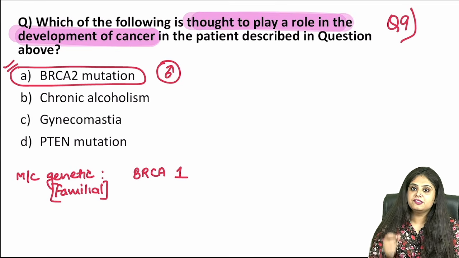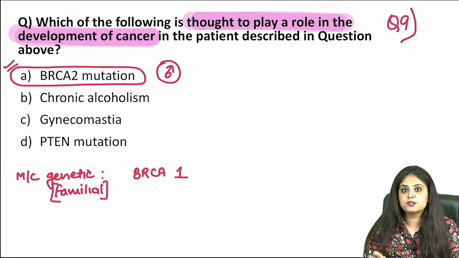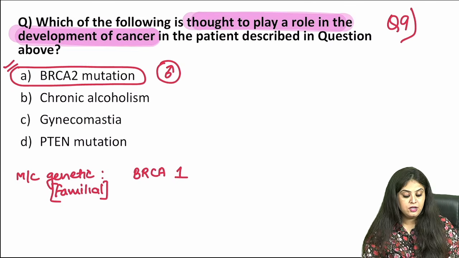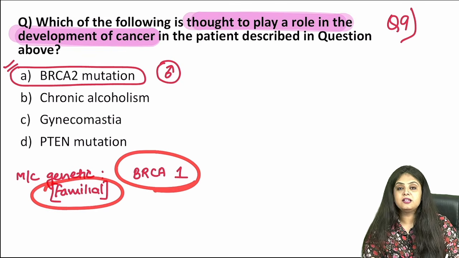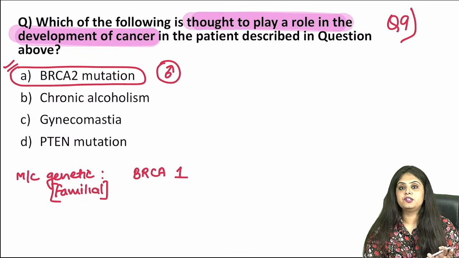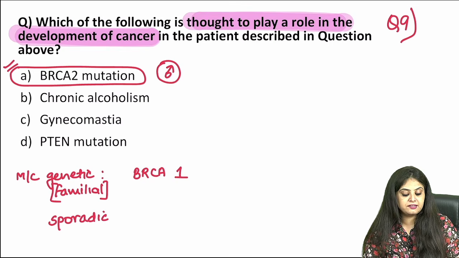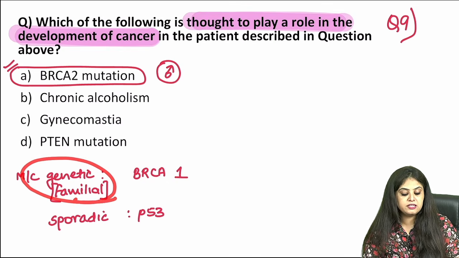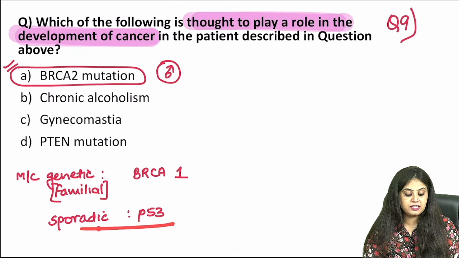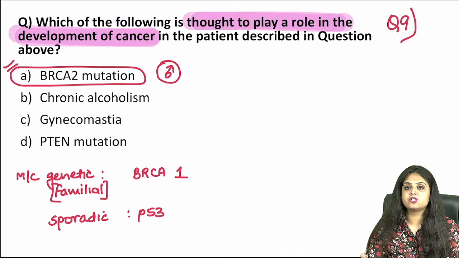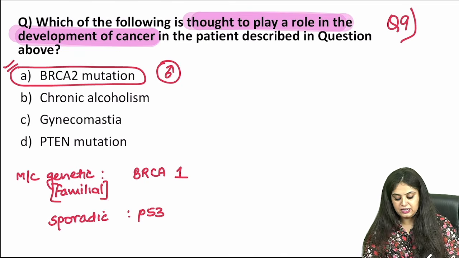Continuing the same, because this time in the INI CET exam, there was a question on genetics of breast cancer. Familial breast cancer genetics, most common is BRCA1, then BRCA2. But if they ask you what is the most common gene involved in sporadic breast cancer, that is going to be P53 gene. So for familial or inherited, it is BRCA1 mutation. For sporadic, it is going to be P53 gene mutation. Question 9 is also done.